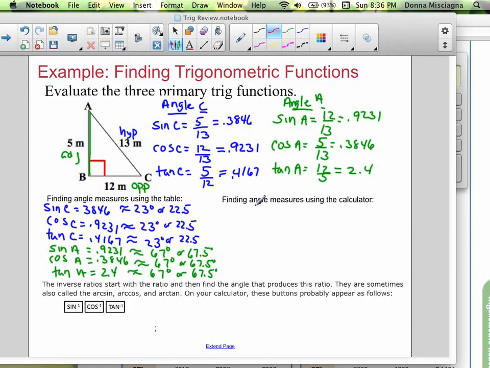All right, so we're going the other way. We're going to have to take what's called the arc sine of 5/13 to find out what angle C is. We could also find angle C using the arc cos, and that would be 12/13. Or we can find angle C using arc tan.